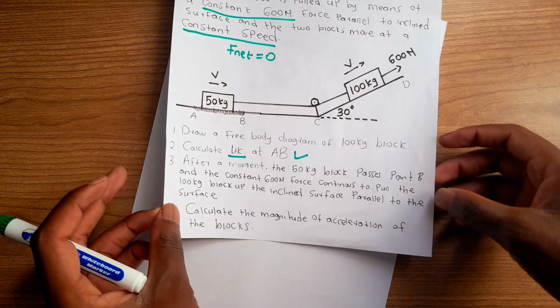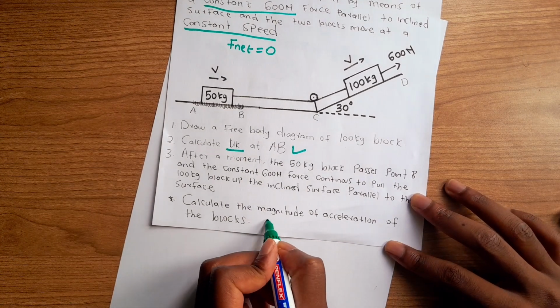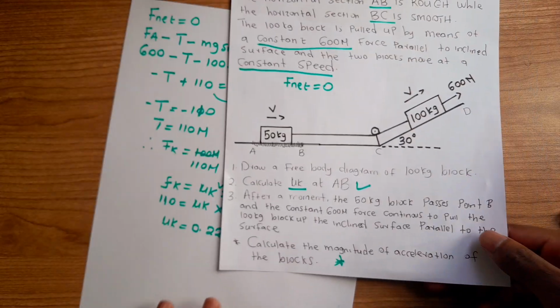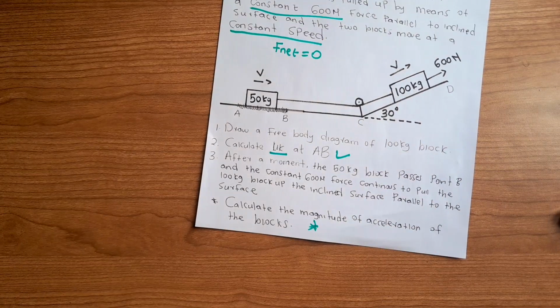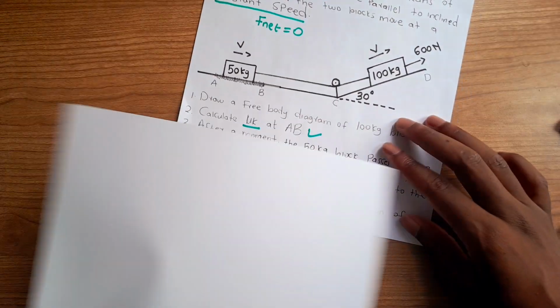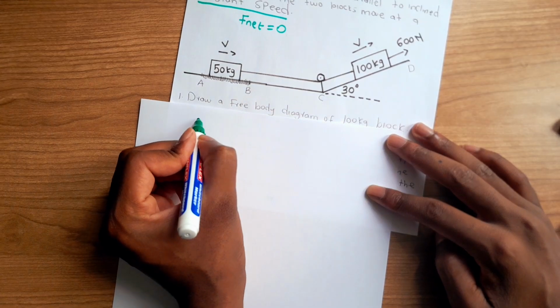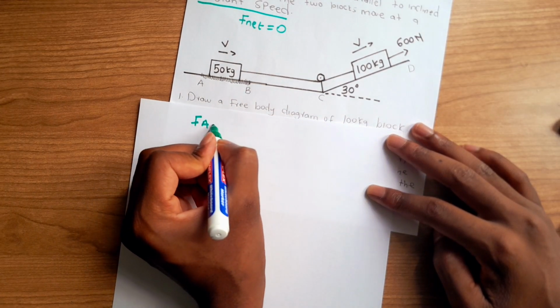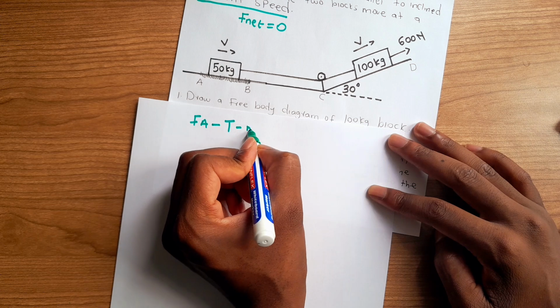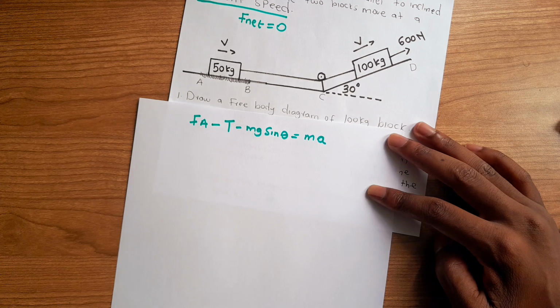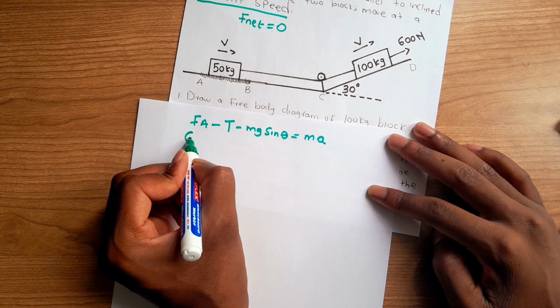In another word, they are trying to tell us that this thing is now no longer under constant acceleration. So how do we do that? We're going to come back to this one. We now know it is still going to have force applied, we're still going to have tension, and we're still going to have mg sine theta. But this thing now equals ma because it is no longer going under constant speed, right? So the force applied is still 600.